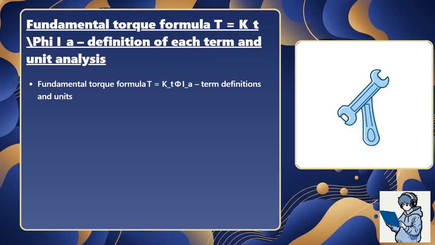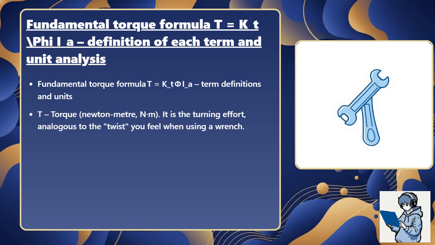Fundamental torque formula: T equals KT phi IA. Term definitions and units. T, torque, Newton meter, Nm. It is the turning effort analogous to the twist you feel when using a wrench.